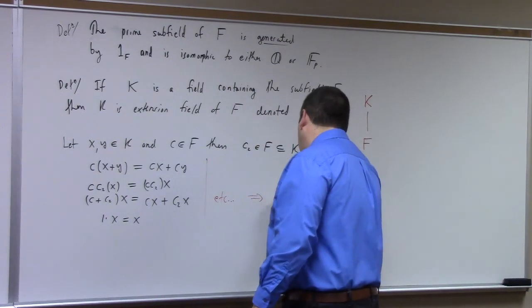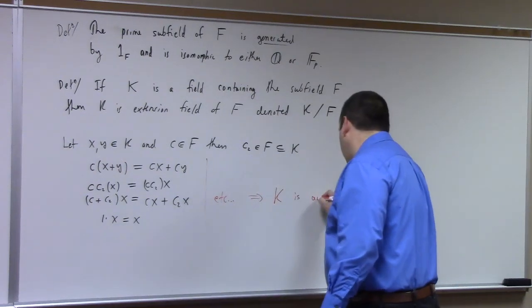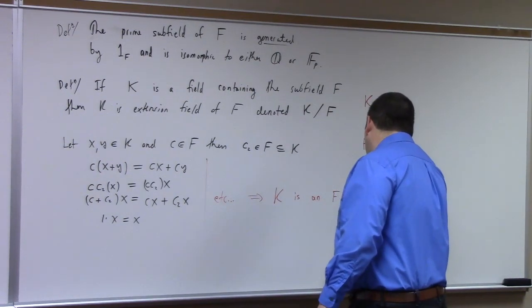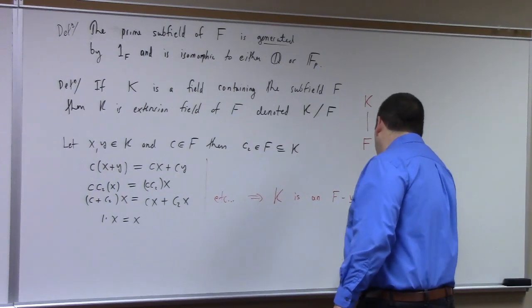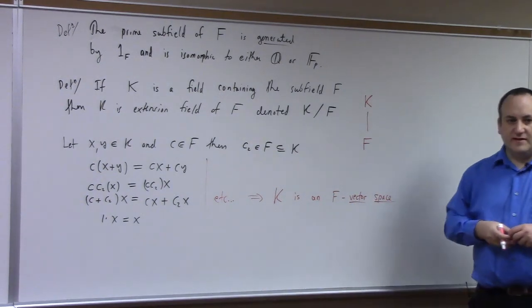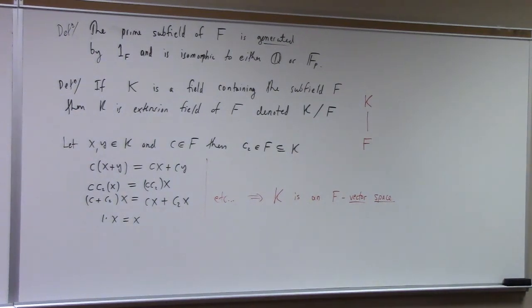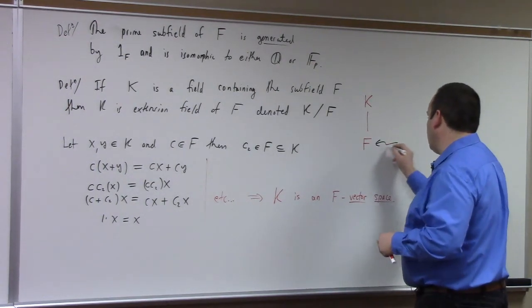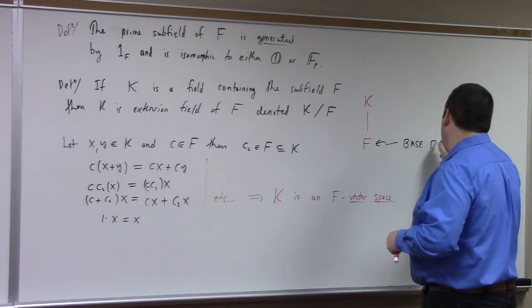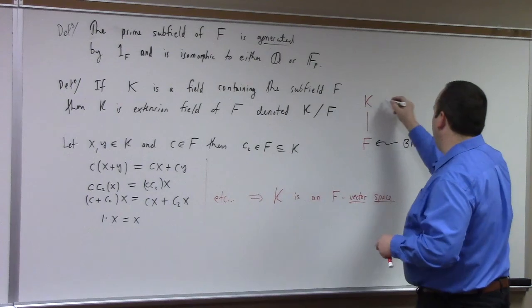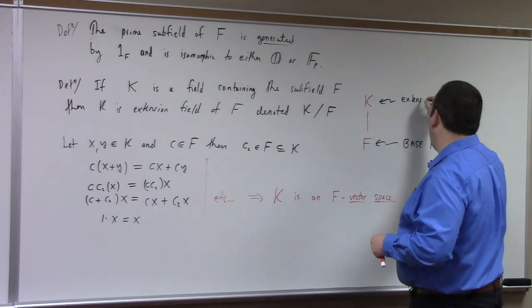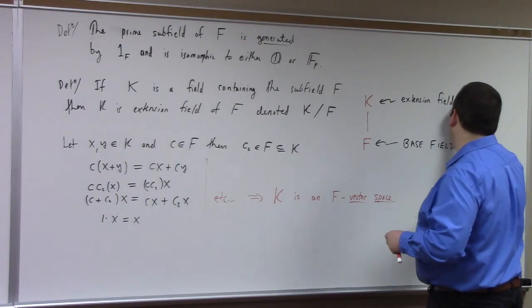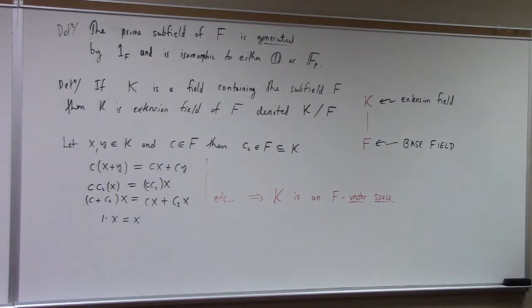This tells me that K is an F vector space. So every extension field is naturally a vector space, in the sense of linear algebra, over the base field. The field which is being extended is the base field. Nope, not necessarily the case. Like the real numbers are an extension of the real numbers, and they're a vector space, if it's a strict superset.